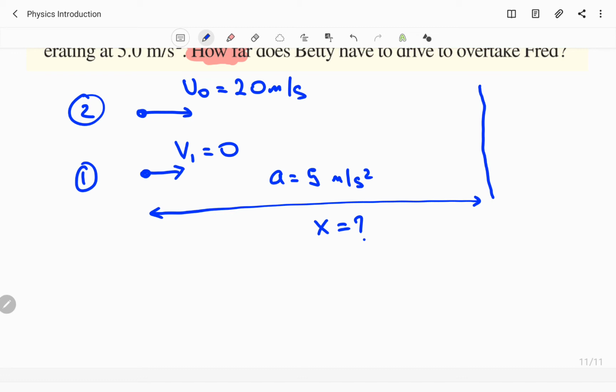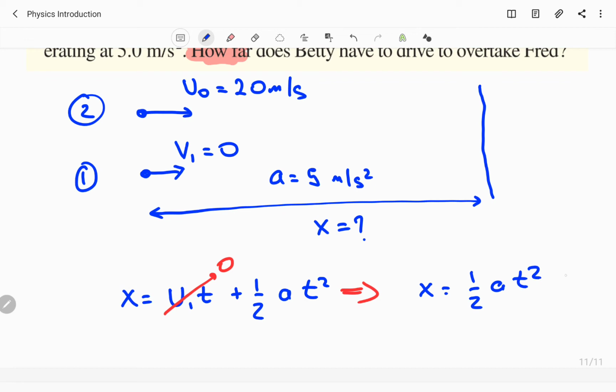So we can use the 3 equations that we already mentioned. I think it will be better to use the third equation. X distance equals initial velocity times time plus 1 over 2 a t squared. This equation is for the first car, because the first car is moving with constant acceleration. We know that initial velocity is 0, so this part will be 0, and from here we have this equation: x equals 1 over 2 a t squared.